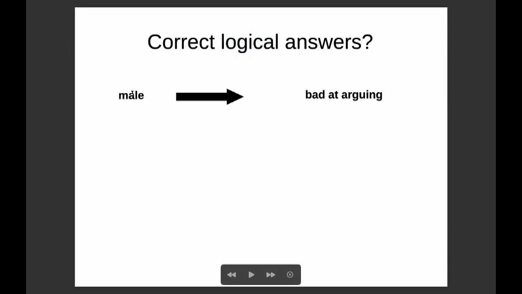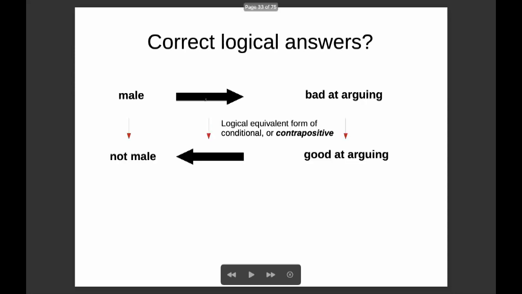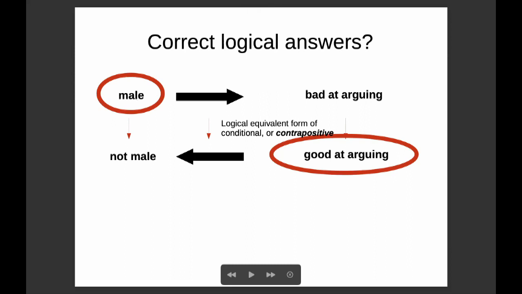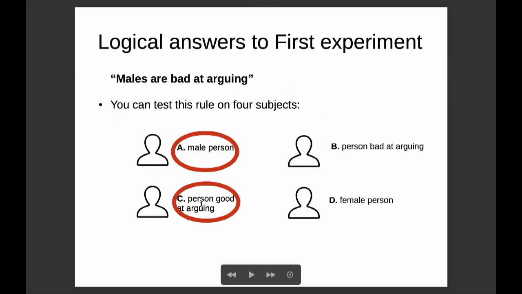The fact that males are bad at arguing can be rewritten as: if you are male, then you're bad at arguing. Reading this as a logical conditional, we can utilize its equivalent form, or contrapositive, which also needs to be true when the first is true. The contrapositive is obtained by negating all the terms and inverting the direction of the conditional. So the logically correct answer would be: we need to check if the male person is indeed bad at arguing, or if the person good at arguing is female. That will be the answers A and C of the first experiment.